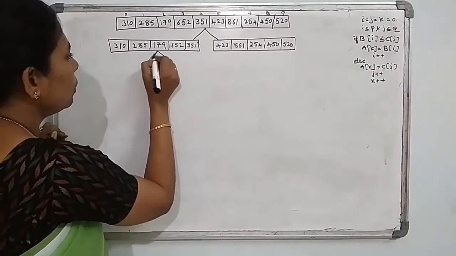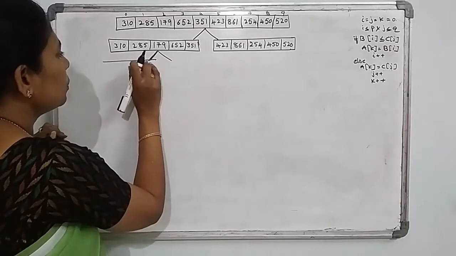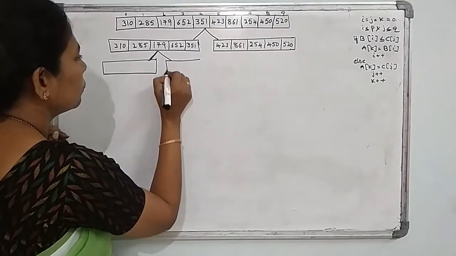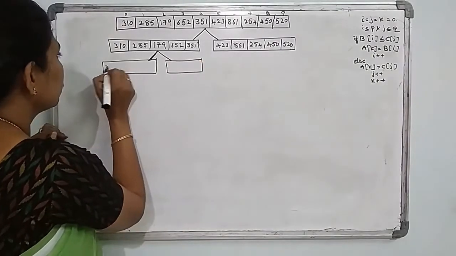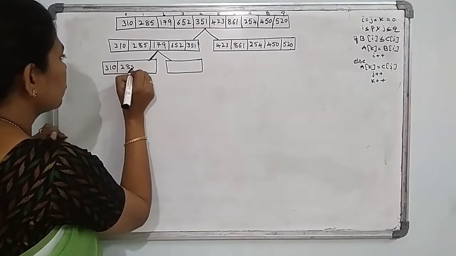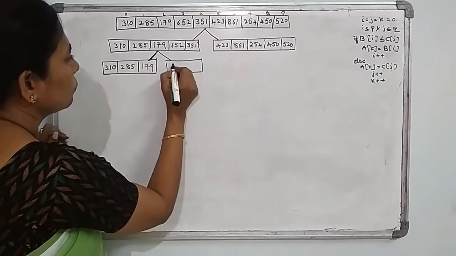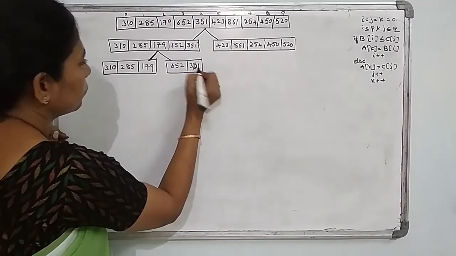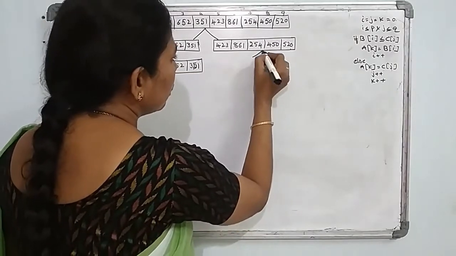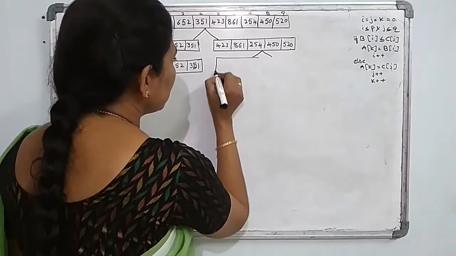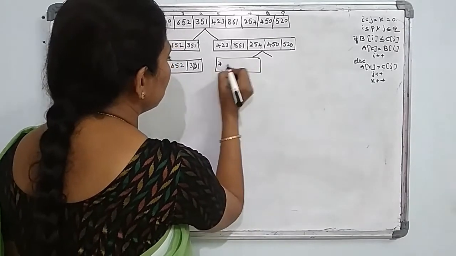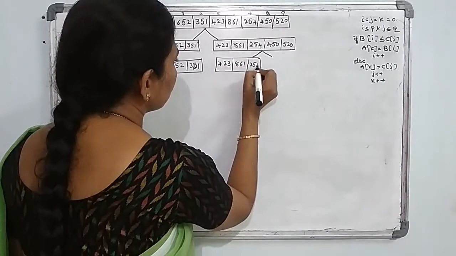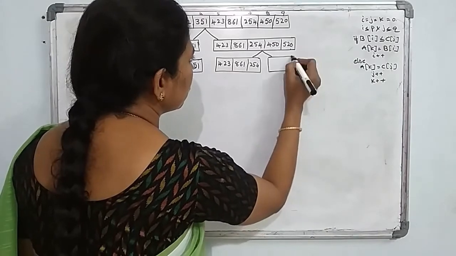In the two parts, I am taking the first 3 elements in one array and the other 2 elements in another array. Again you can divide this into another two parts. In that also I am applying the same process. The first 3 come into one array, and the other 2 come into another array.